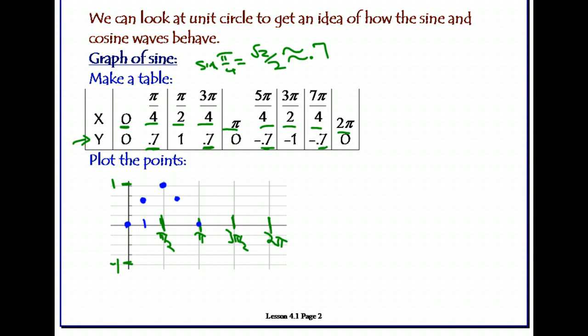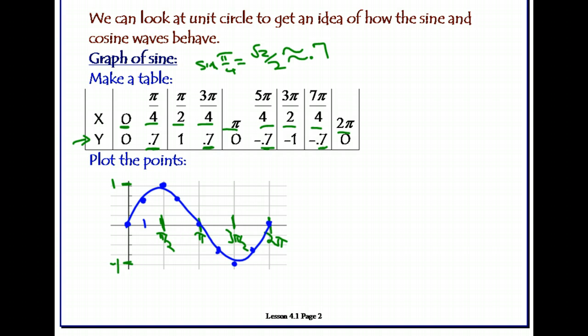And look at this, 5 pi fourths, that's -0.7. 3 pi halves is -1. 7 pi fourths, that's -0.7. And 2 pi, we're back up to 0. And we don't have a lot of points here. You did more in class. We did every pi twelfths in class, but you get this sense of a nice smooth curve that hits these.